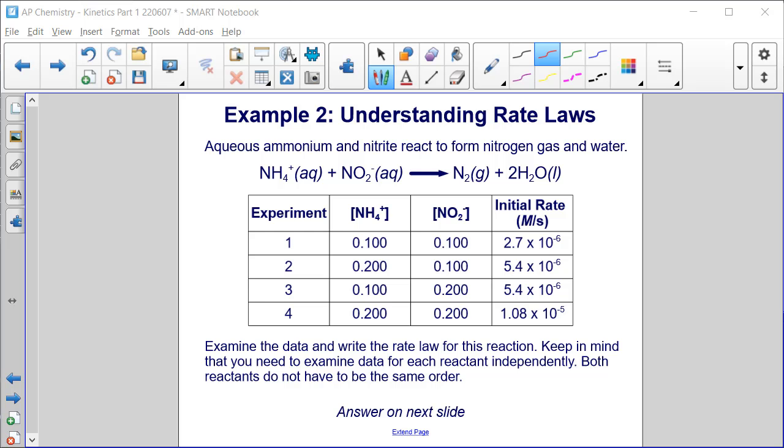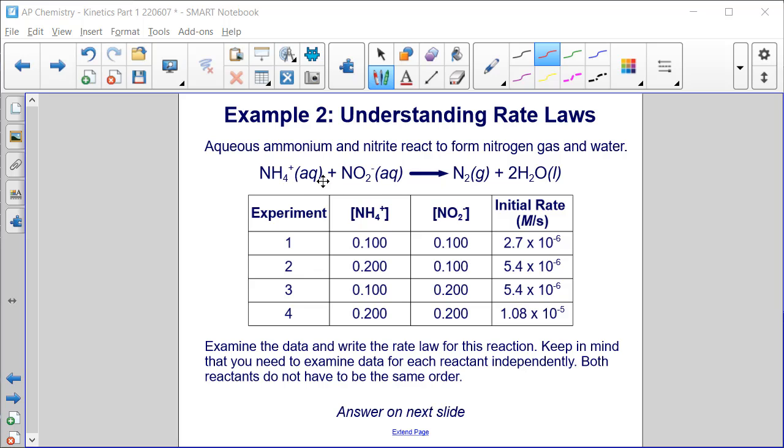Example 2 in this section on understanding rate laws. Aqueous ammonium and nitrite react to form nitrogen gas and water as shown by the chemical reaction on your screen. This is a balanced chemical reaction as written. We also see some experimental data for 4 experiments with varying concentrations of ammonium and nitrite.